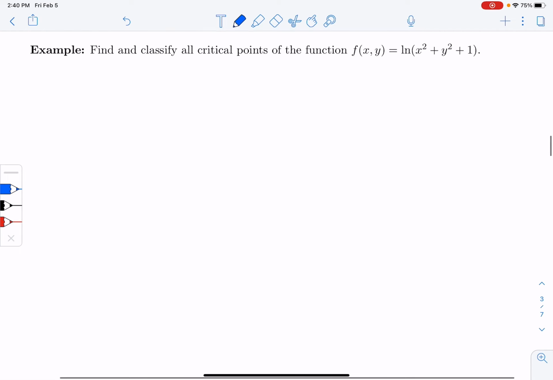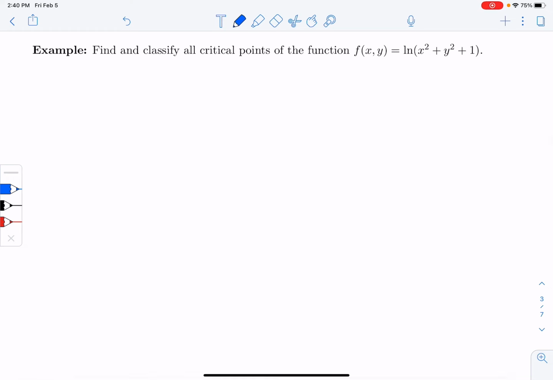And we're going to use it to find and classify all critical points of the function f of x, y equals natural log of x squared plus y squared plus 1. Okay, so to find the critical points, we're going to find the partial derivatives. So the partial derivative with respect to x is going to be 1 over x squared plus y squared plus 1. And then I want to take the derivative of the inside of the log. So the derivative of the inside of the log is just 2x.